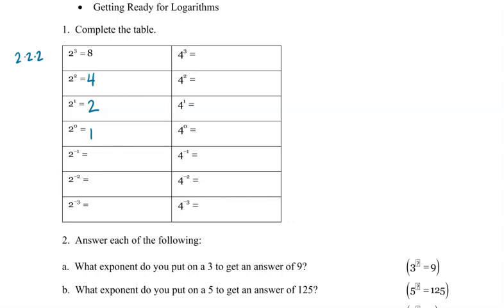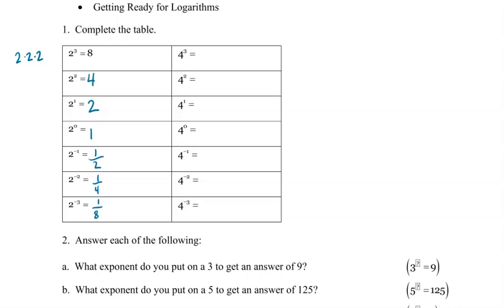And the negatives just mean that you're going to flip the answer upside down. As in, 2 to the first was 2, 2 to the negative 1 would be 1 over 2. 2 squared was 4, so 2 to the negative 2 would be 1 over 4. Then 2 cubed was 8, so 2 to the negative 3 would be 1 over 8.